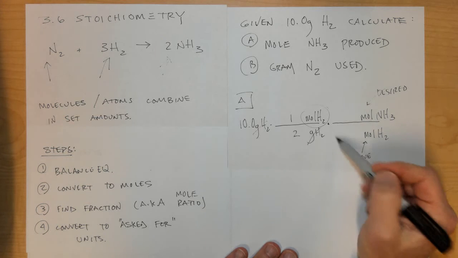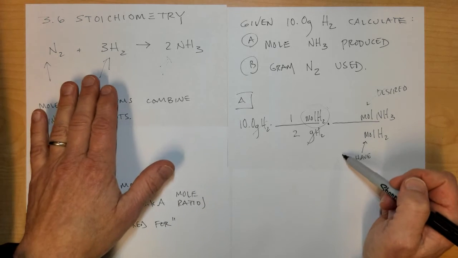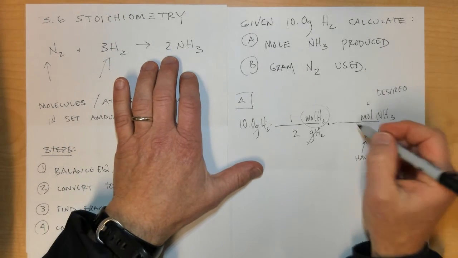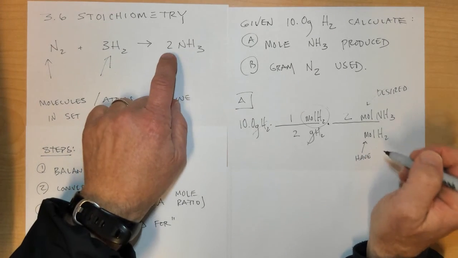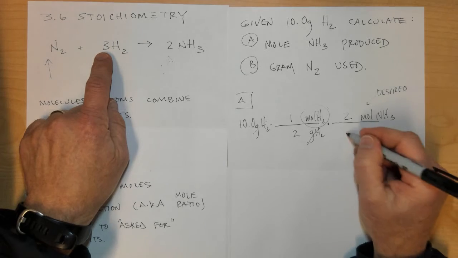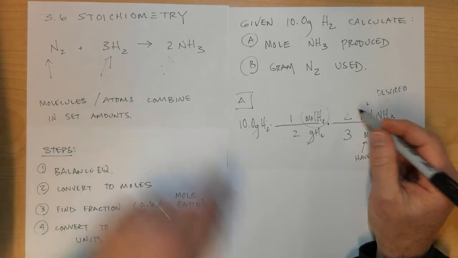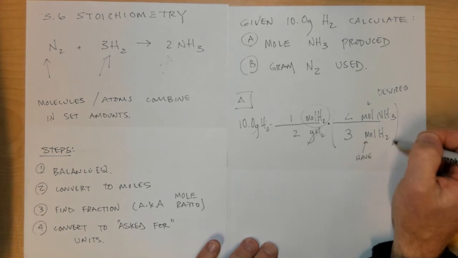Now, to find the numbers that go in here, we have to look at the balanced chemical equation, and for every 2 NH3s, notice there's a 2 in front of here, there are 3 H2s. So I take the coefficients and I place them into this ratio.